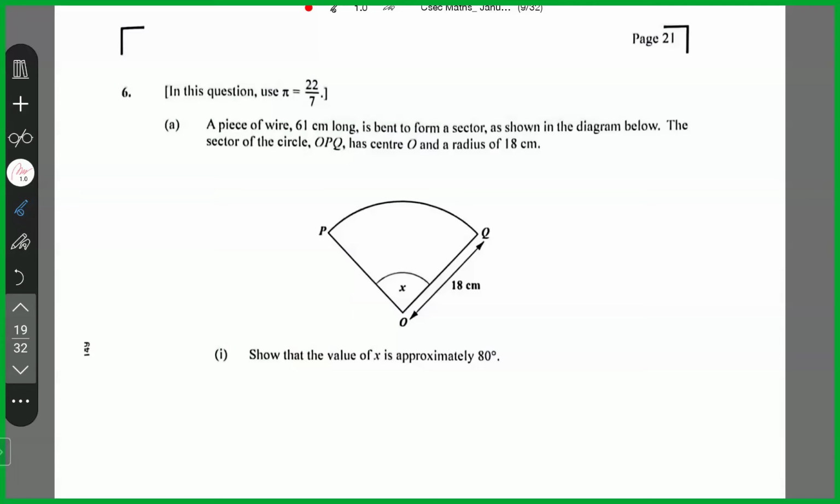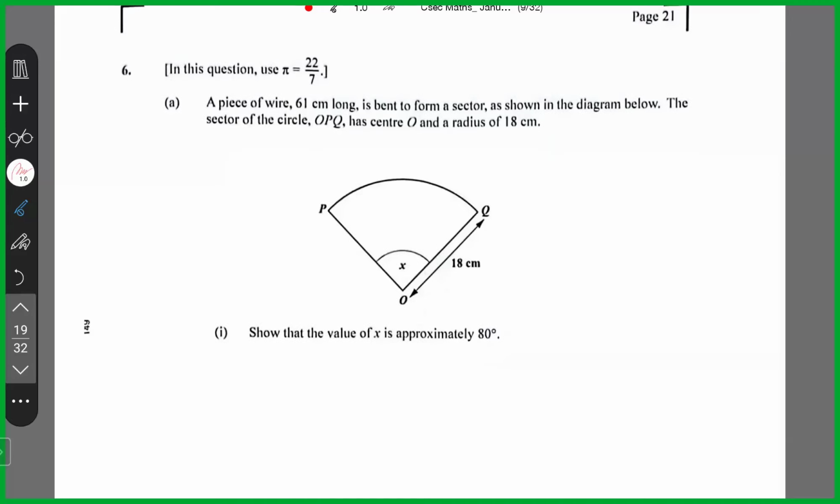All right, so question number 6. It says in this question, use pi to be equal to 22/7. A piece of wire 61 centimeters long is bent to form a sector as shown in the diagram below. The sector of the circle OPQ has center O and radius 18. Show that the angle X is approximately 80 degrees.